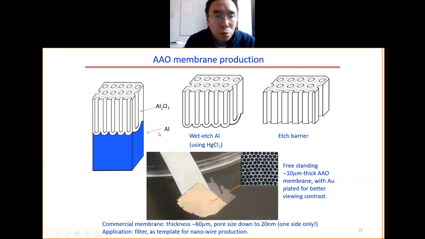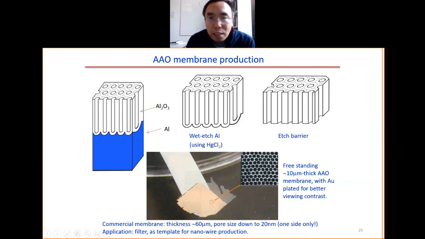Now to remove aluminum, we can use mercury chloride to activate the aluminum. To remove the barrier layer here, we can use phosphoric acid. So after the removal, you get this structure, as you can see here. Now this kind of membrane, you can buy from a company like Whatman.